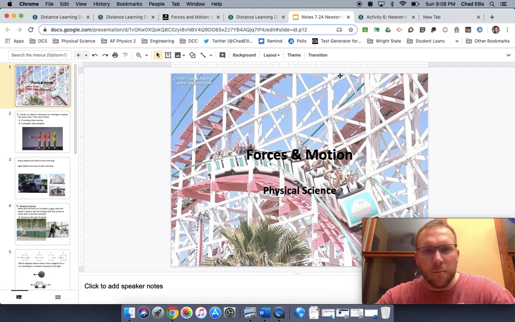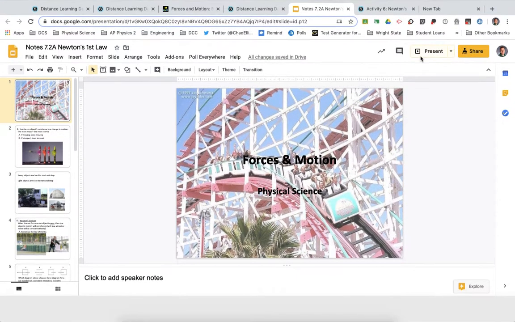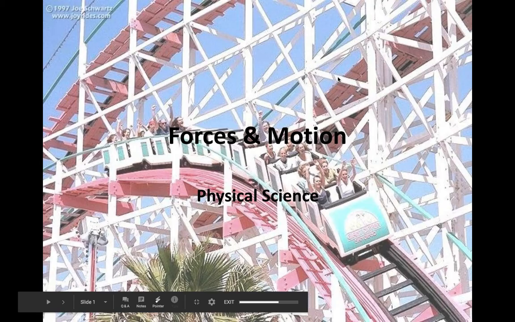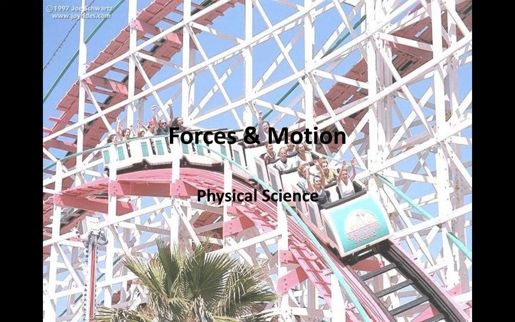So let's take a look, and let's go through some of the notes with this. I'm not sure if my image is going to stay on top. Let's see if we present it. It doesn't look like it, but that's okay.